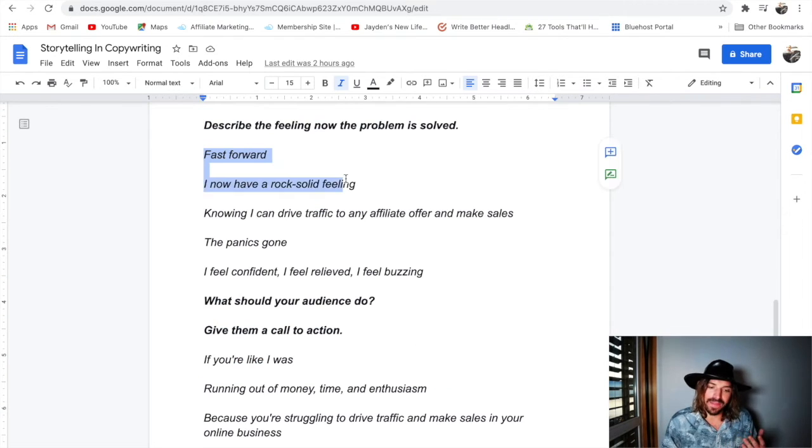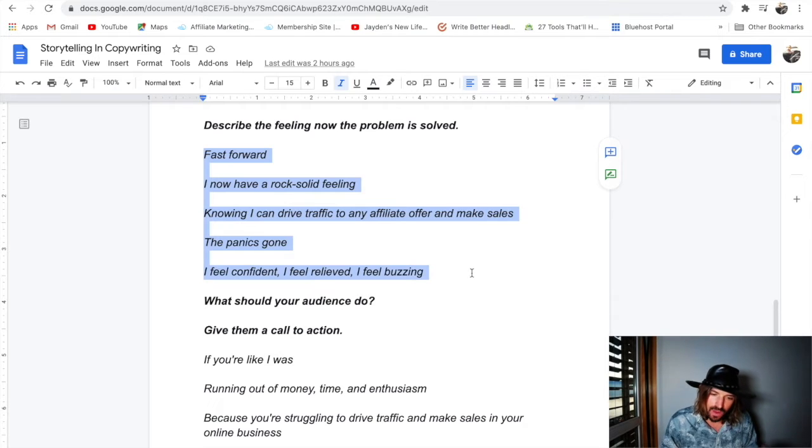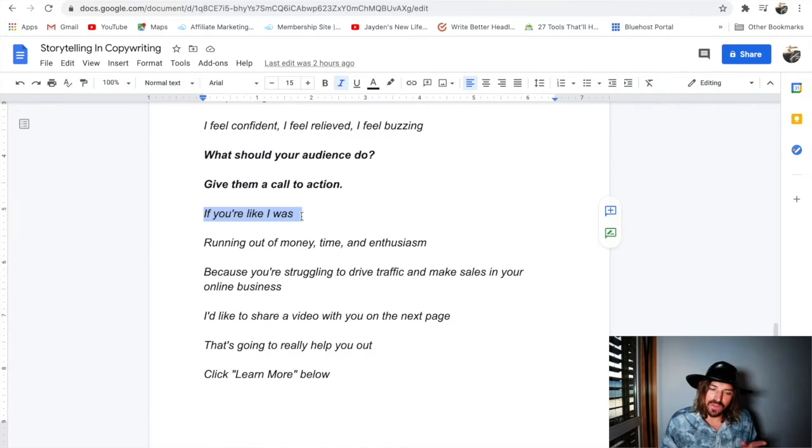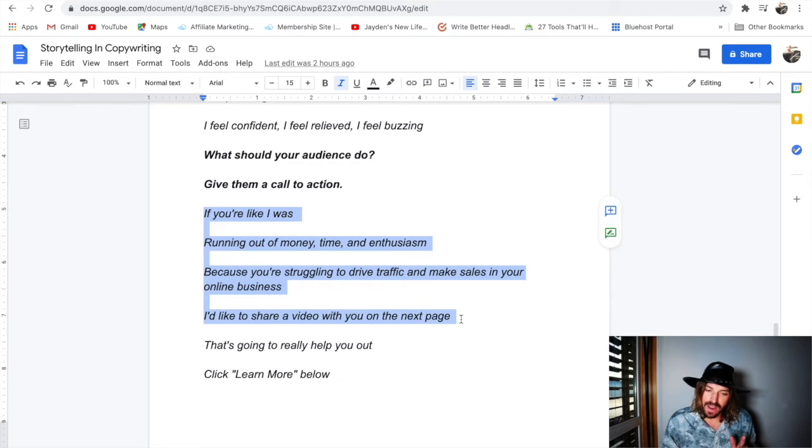Fast forward, I now have a rock solid feeling, knowing I can drive traffic to any affiliate offer and make sales. Panic's gone, I feel confident, I feel relieved, I feel buzzing. So if you're like I was, running out of money, time and enthusiasm, because you're struggling to drive traffic and make sales in your online business, I'd like to share a video with you on the next page that's gonna really help you out. Click learn more below.